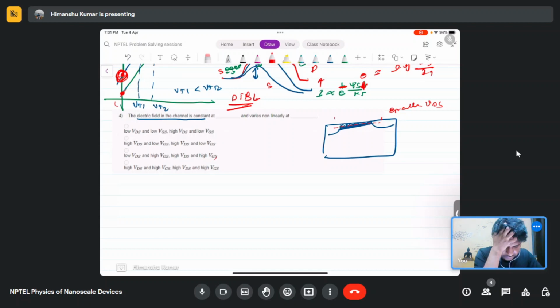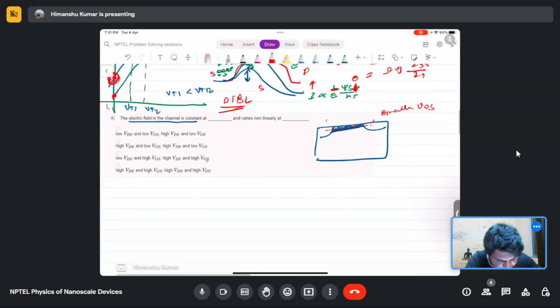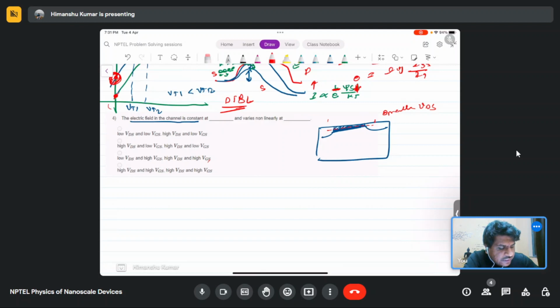So the electric field is constant. Basically your current varies linearly with the drain voltage, because this behaves like a resistor. So in that case the electric field is constant, and if you calculate it, the electric field will be just VDS by L.